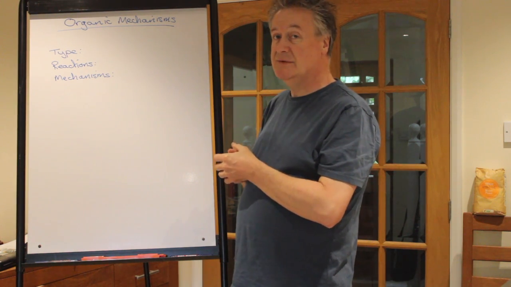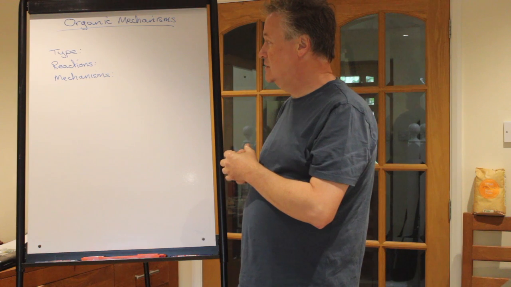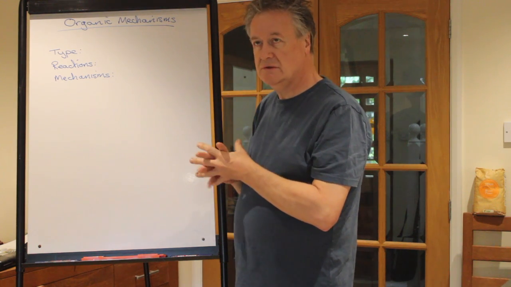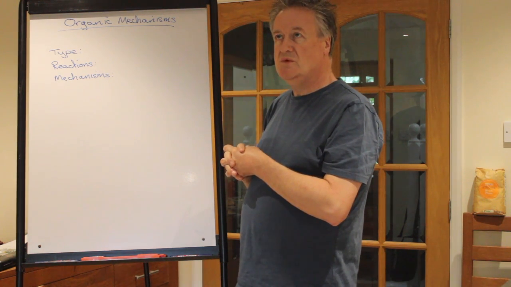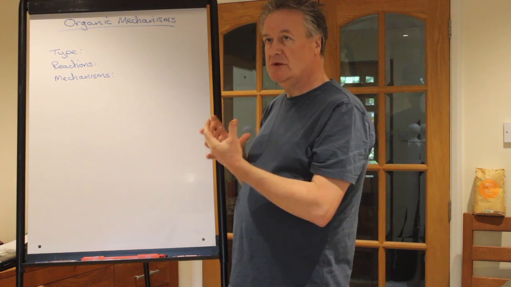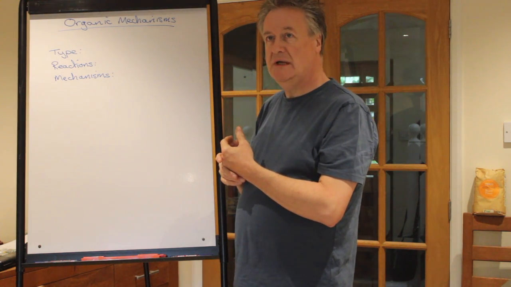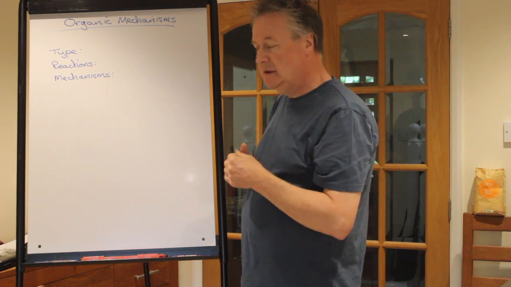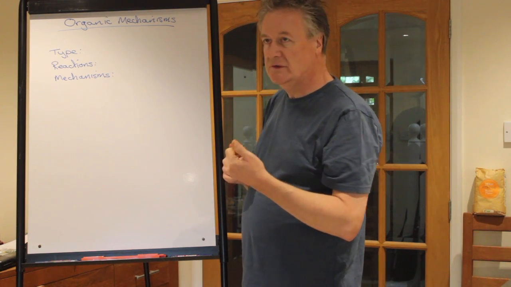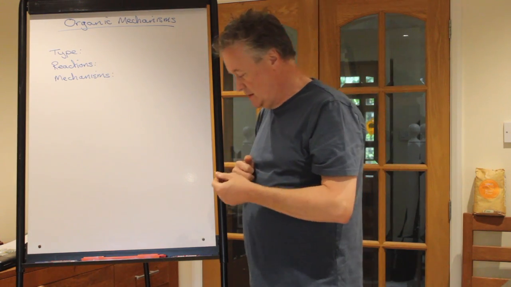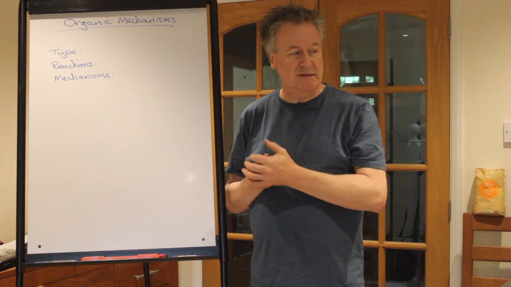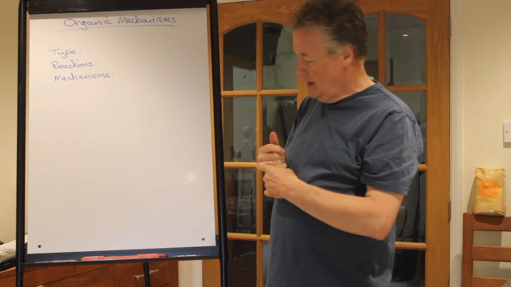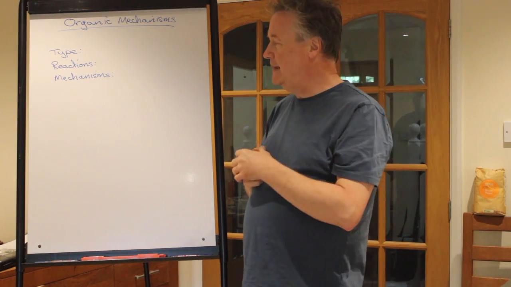And then there's mechanisms. Mechanisms is a smaller set of reactions. You need to be able to apportion a mechanism to a limited set of reactions at A-level. And this video is going to focus on mechanisms. Before we can go wading into mechanisms, there's a couple of things we have to make sure. Firstly, do we know what a mechanism is?